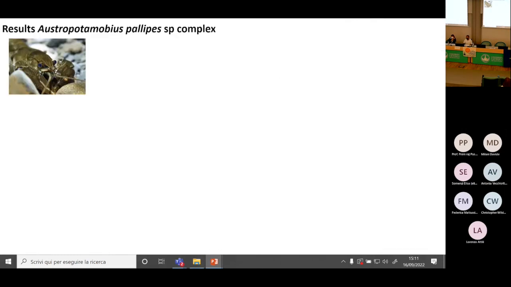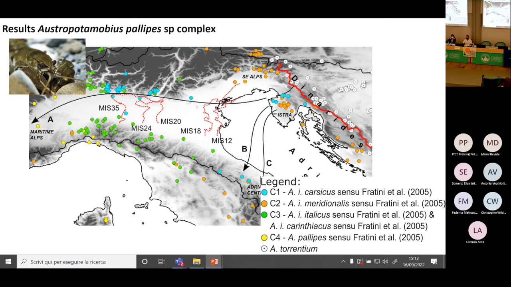The second species is the Austropotamobius pallipes species complex. Taxonomy of this complex is still, I would say, under discussion. Some people say there are 2 species within it, some people say there are different lineages. But as far as I know, the last comprehensive study on the phylogenetic relationships and on the phylogeography of the white claw crayfish was done by us in 2016.